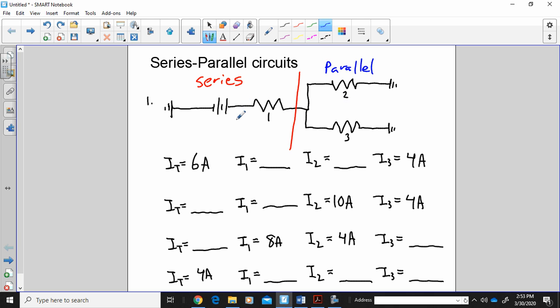So everything you know about series circuits is going to apply on the left-hand side. Everything you know about parallel is going to apply on the right. So we can take this line right straight down. Series land, parallel land. Alright, so current.